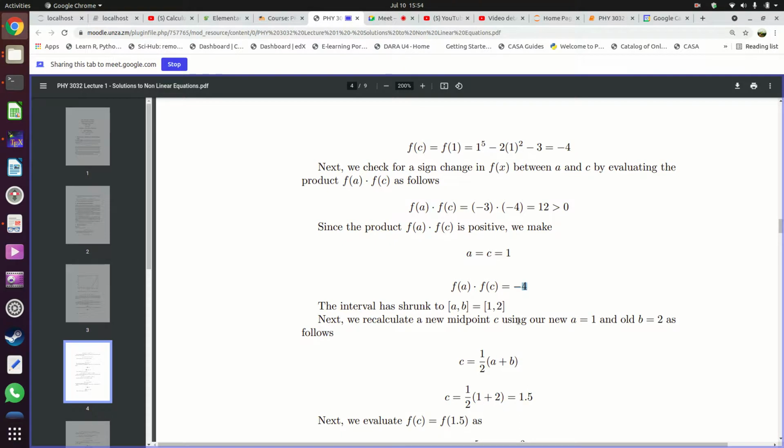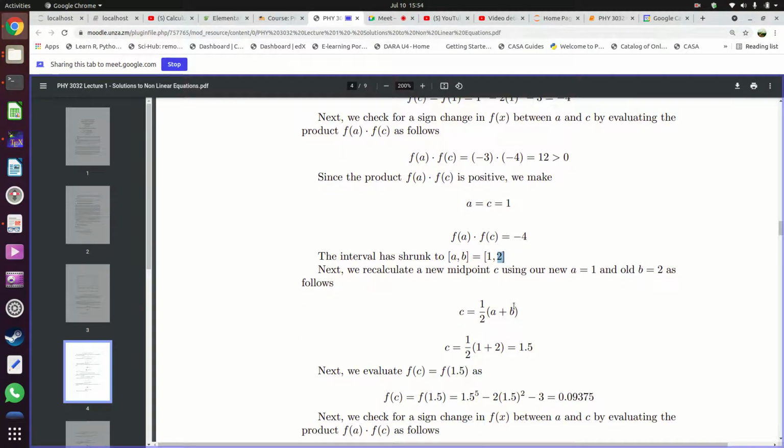So now that we have got a new bracket, A equals 1 and B equals 2, we work out a new guess value. We work out a new midpoint. So our new midpoint, now that we have got a new A, our A is 1, then our B is still the same, 2, then we can work out a new midpoint C. So C is going to be equal to half of A plus B. Always, when you work out the midpoint, you add, then you divide. So A plus B divided by 2.